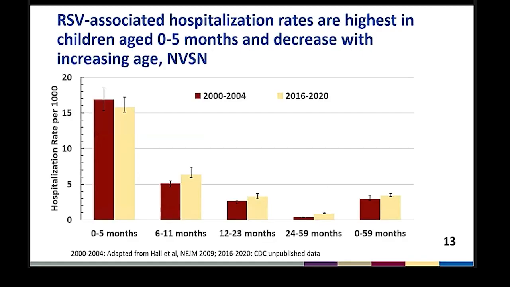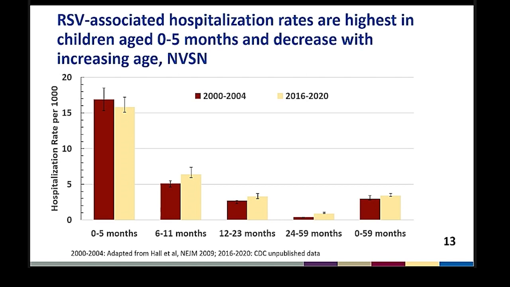Next slide. From NVSN data, we have consistently demonstrated in 2 4-year surveillance periods that RSV-associated hospitalization rates are highest in children aged 0 to 5 months and decrease with increasing age. In this graph, published NVSN hospitalization rates from 2000 to 2004, seen here in red, and recent unpublished NVSN estimates from 2016 to 2020, in light yellow, demonstrate consistency in estimates from the two time periods.